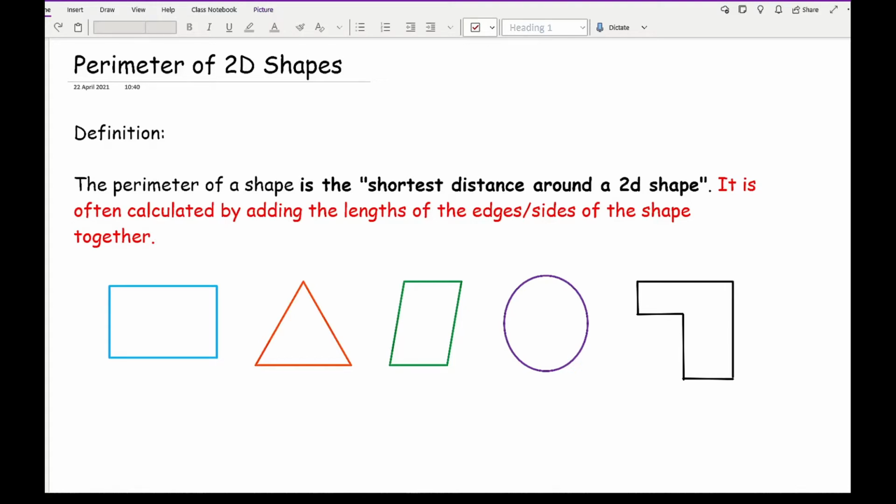As you can see in the 5 shapes on your screen, the perimeter would be the total of all of the lengths of the shape. For the rectangle, it'll be adding these 4 sides together. For the triangle, it'll be adding those 3 sides together. For the parallelogram, it's adding those 4 sides together. For the circle, it's a case of working out the perimeter, the circumference rather. And for this L shape or compound shape, it'll be adding this side plus this side plus this side plus this side plus this side plus this side, and adding those sides together.